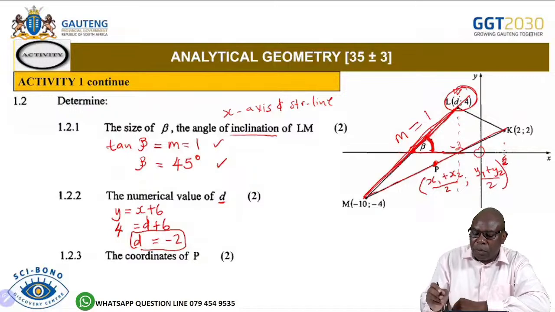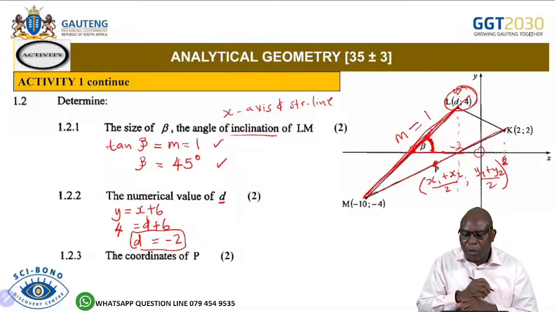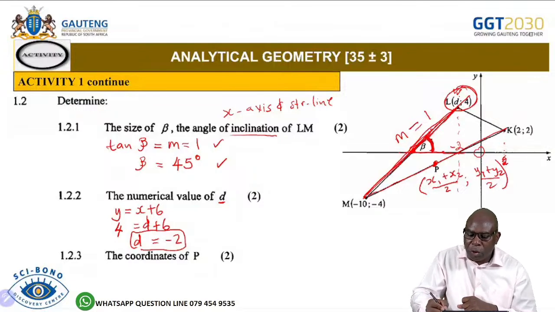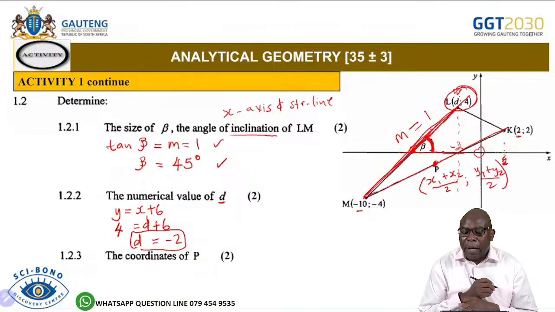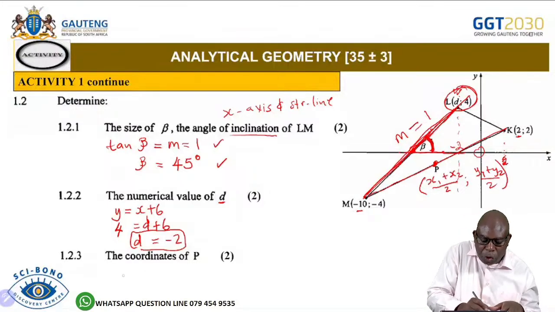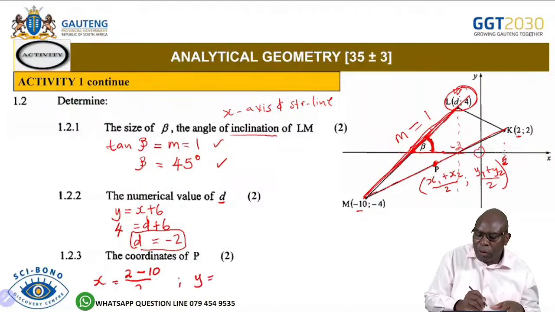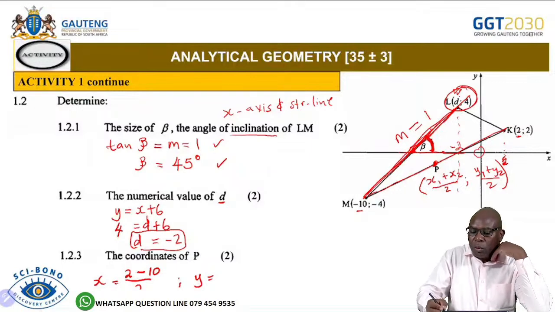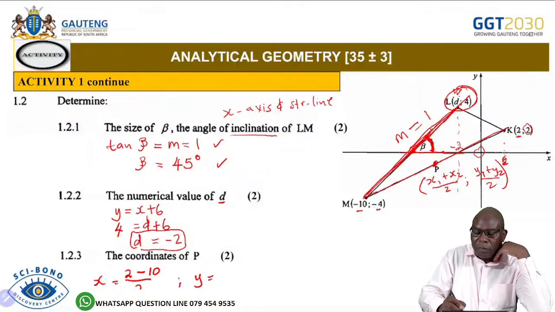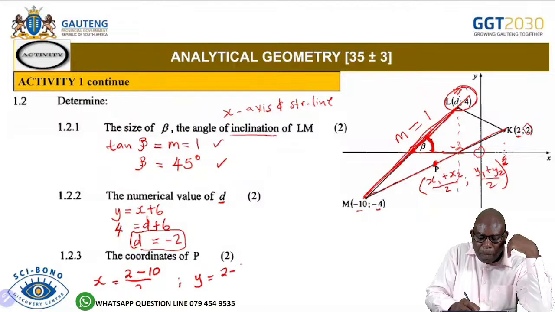Okay, just 2. Okay, so now how am I going to get that? So I'm going to say 2 plus minus 10, which is going to be 2 minus 10 all over 2. That's for my x value. For my y value, I'm going to get what? 2 minus 4. So it will be 2 minus 4 all over 2.